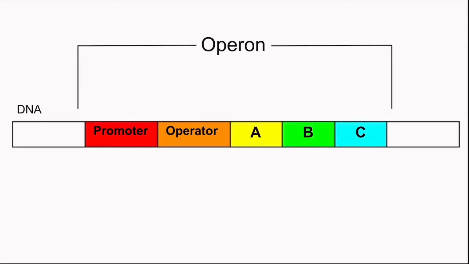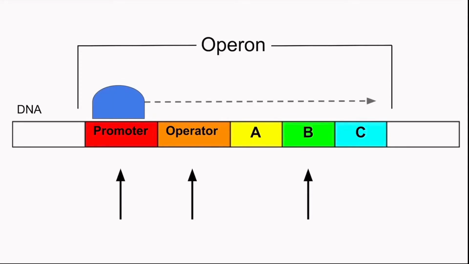The main structures of the operon that we'll be focusing on are the promoter region, the operator, and the structural genes. Structural genes code for proteins, which are then used for cellular processes such as metabolism. In order for these genes to be coded, RNA polymerase must bind to the promoter region and travel along the DNA strand past the operator and through the structural gene region.